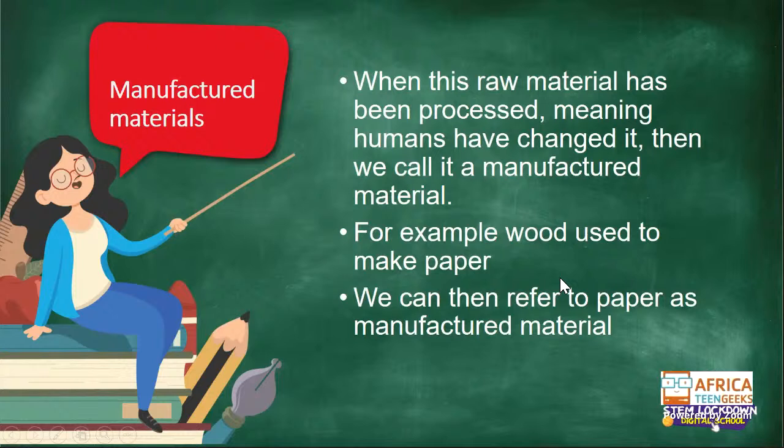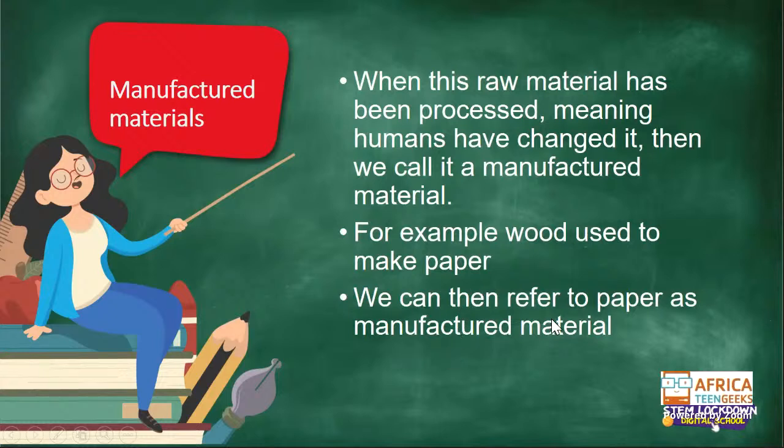For example, what do you mean when we say raw materials can be changed by humans to a manufactured material? A good example is wood. I see someone in the chat there gave an example of wood as a natural, as a raw material. So wood can be used to make what? Paper. So the paper that we use to write on, the paper that we read, is made up of wood. That is nice and interesting to learn that the paper that we are using is made up of wood, and wood is a raw material.